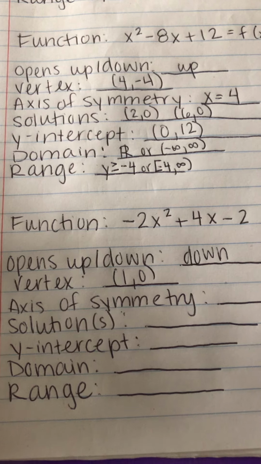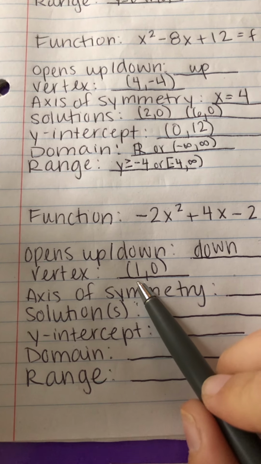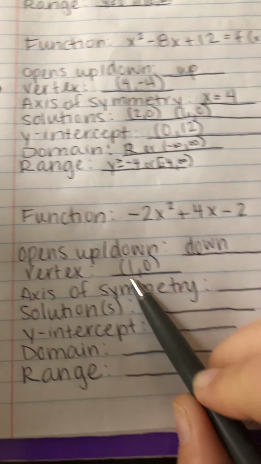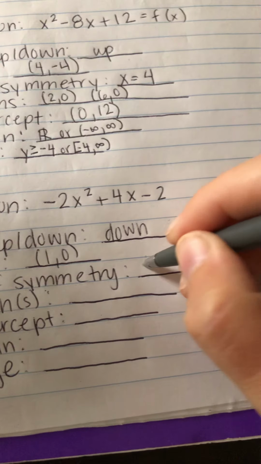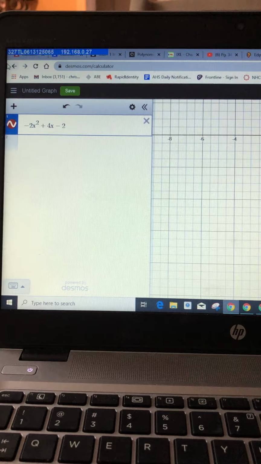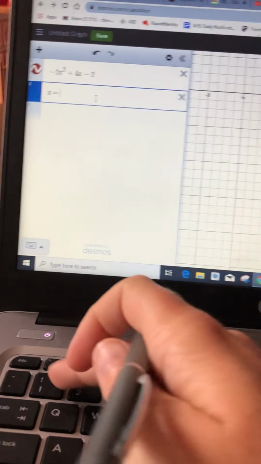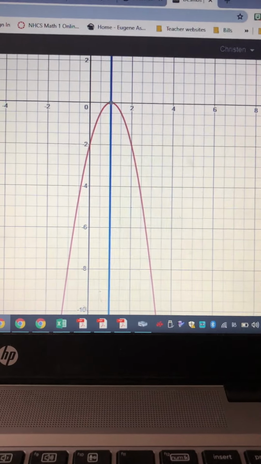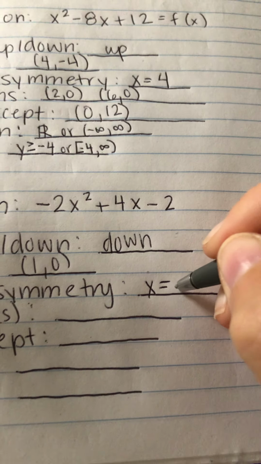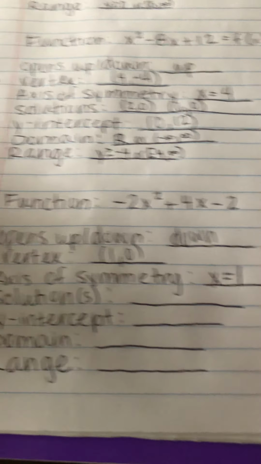All right, the axis of symmetry, remember it's always going to be this x value, but we'll type it in just to make sure. So we're going to say x equals, and we'll type it in up here, see if it does equal 1. And then check your graph and make sure that does give you that line of symmetry there, and it does. So x equals 1 is our axis of symmetry.